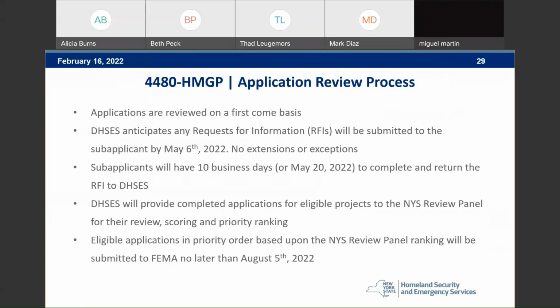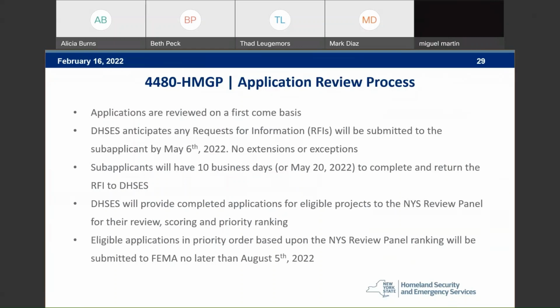Once we get those applications, DSHIS will provide an RFI, a request for information, to your sub applicant. You will have 10 business days. The goal is to have those RFIs due by May 6th. Dates may change, but still keep in mind that you have 10 business days to complete and return any RFIs to us here at DSHIS.